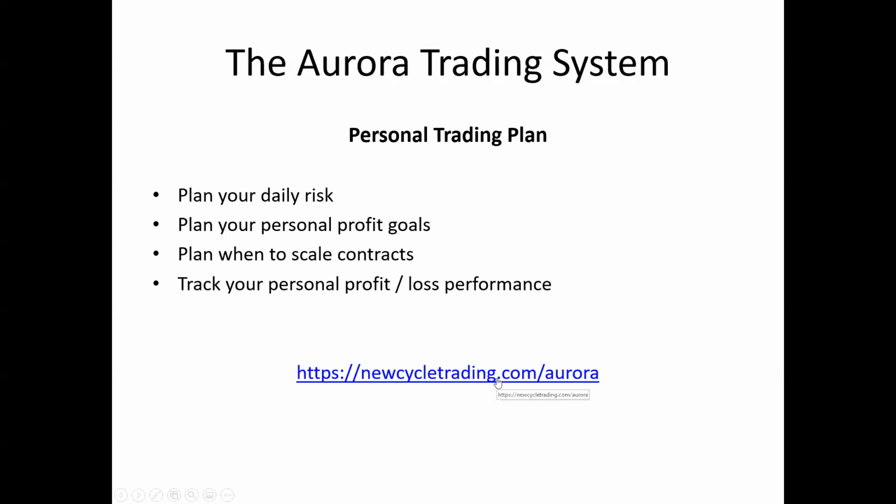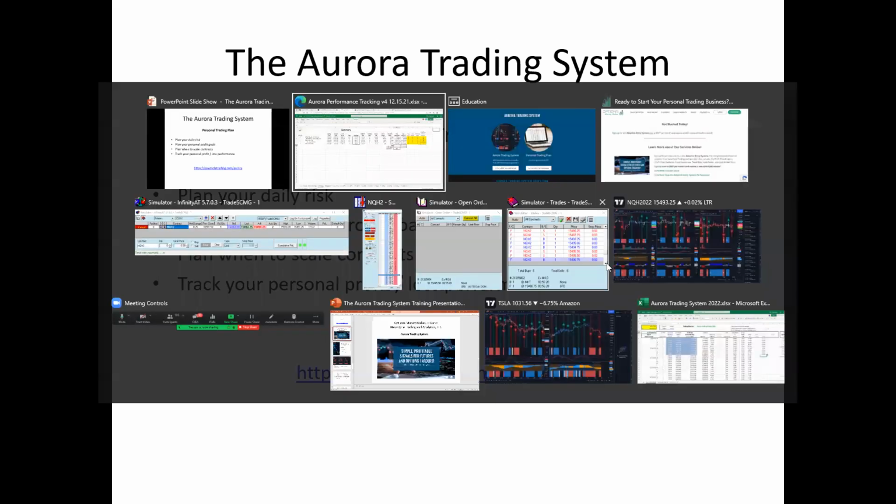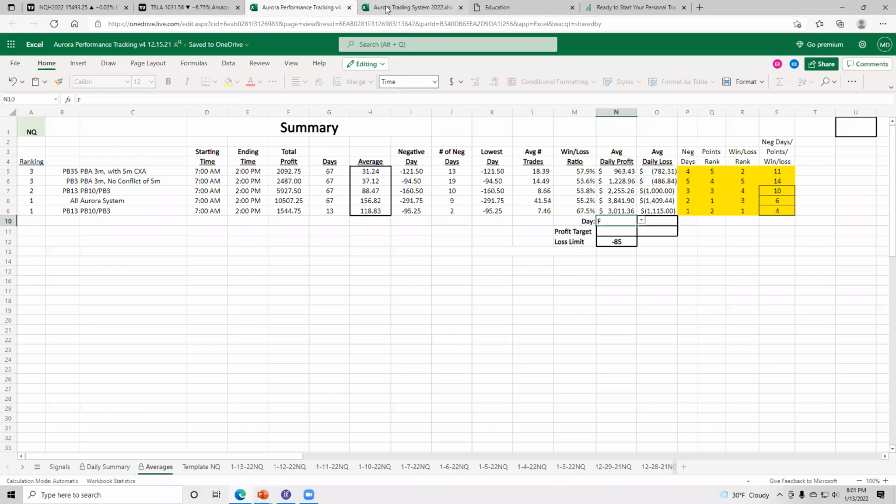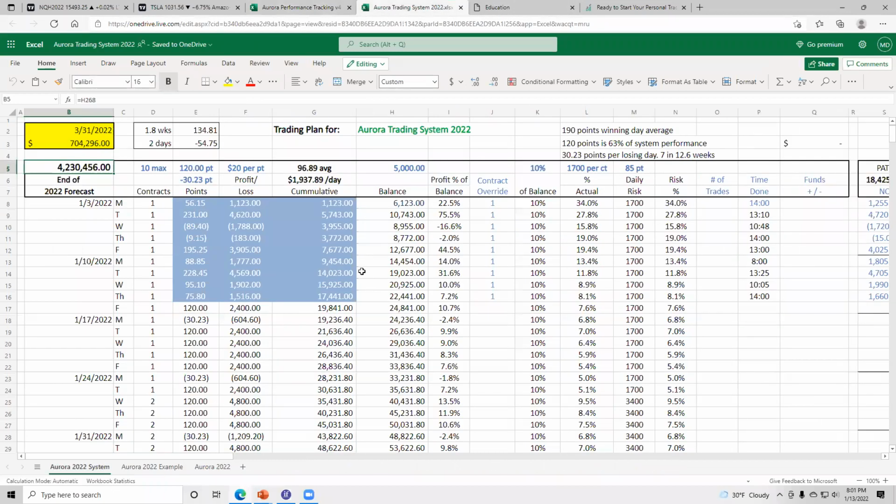And I already showed you, you can download the personal trading plan by following the newcycletrading.com/Aurora. So we're going to jump to the personal trading plan, and I won't go into it in detail.